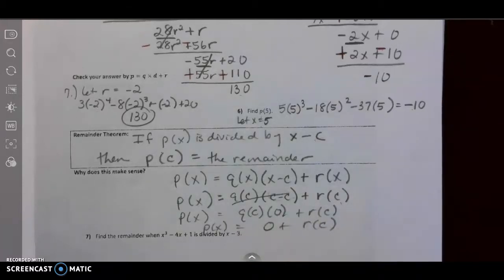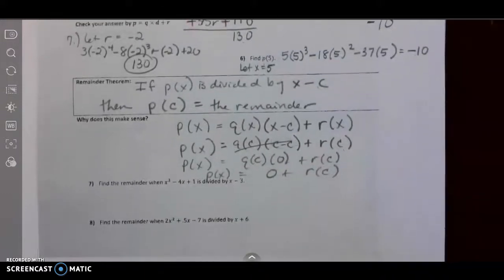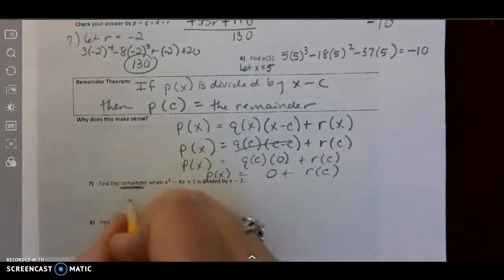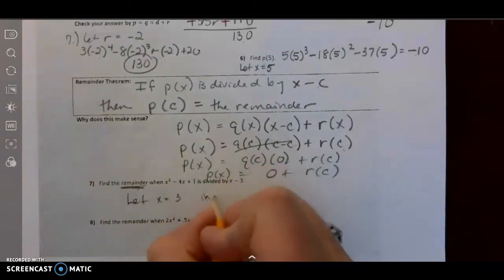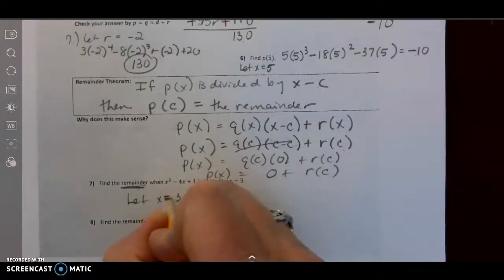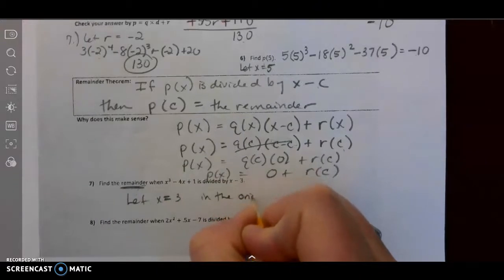So let's look at number 7. Let's try using this remainder theorem. Because all I'm asking for is the remainder. If I'm asking for the whole quotient, you're going to have to still use the polynomial division. But if all I want to know is what is the remainder when I'm dividing by x minus 3, you would let x equal 3 in the original function.